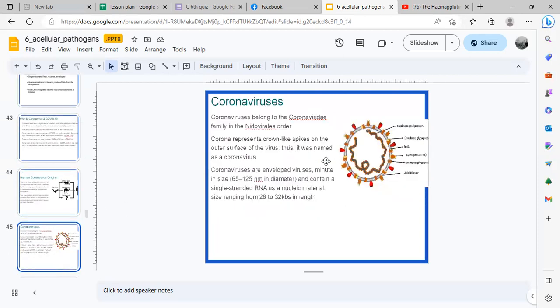So ganun yung structure ng coronavirus, no? So you have the RNA material. So you have the spike proteins na yung basis ng pag-attack ng antibodies. So you have the lipid layer.